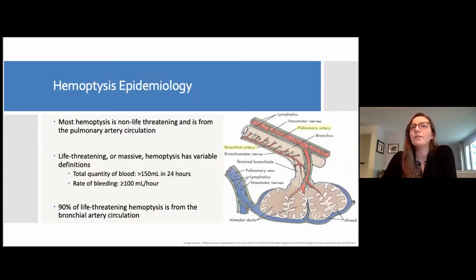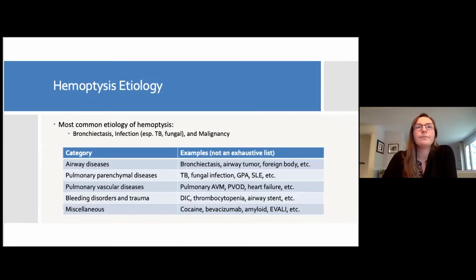Our definition of life-threatening hemoptysis is variable. It can either be based off of the total quantity of blood, so greater than 150 milliliters in 24 hours, or the rate of bleeding, greater than or equal to 100 milliliters per hour. The etiology of hemoptysis is very variable. The most common causes are bronchiectasis, infection, especially tuberculosis when we're looking at epidemiology worldwide, and fungal infections, and also malignancy. And this is a very much not exhaustive list of examples of things that can cause hemoptysis.